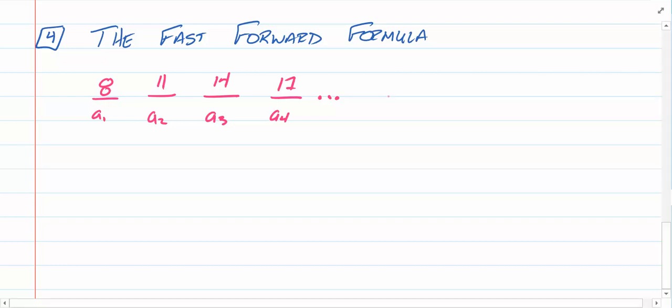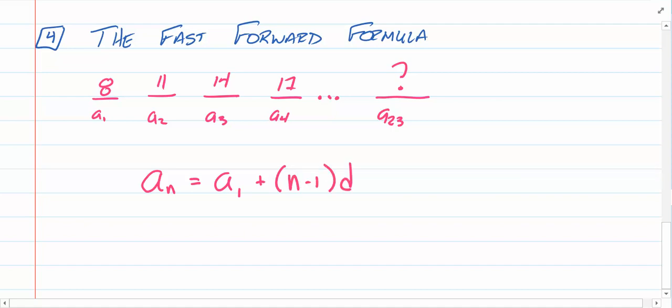But wouldn't it be cool if I could just fast forward all the way up to, I don't know, the 23rd term without having to know the 22nd term? Well, it turns out you can. So the fast forward formula, here's what I call it. a sub n, any term in your sequence, is equal to the first term that you're starting with plus the quantity of n minus 1 multiplied by your difference.